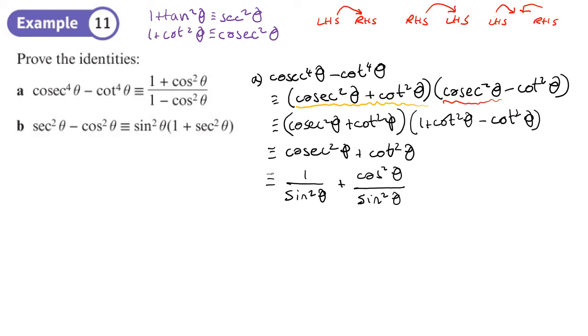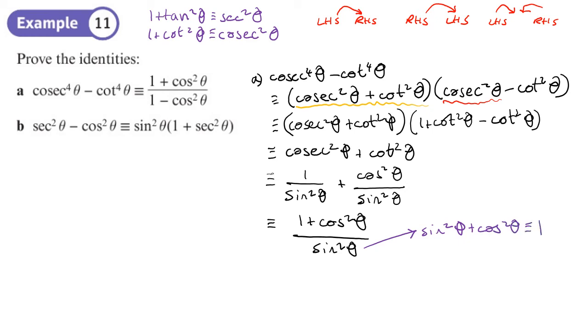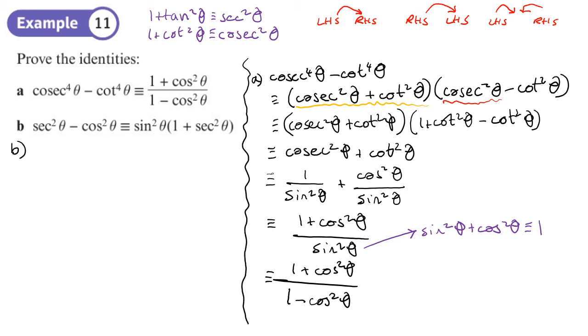Okay. We've got a single fraction there, so we want to get a single fraction here, put these together. So 1 plus cos squared over sine squared. All right, well, sine squared is 1 minus cos squared. Let's write the identity out. Sine squared plus cos squared is 1, so you can rearrange that and get 1 minus cos squared. So there we are, we're done. 1 plus cos squared over 1 minus cos squared. Done.